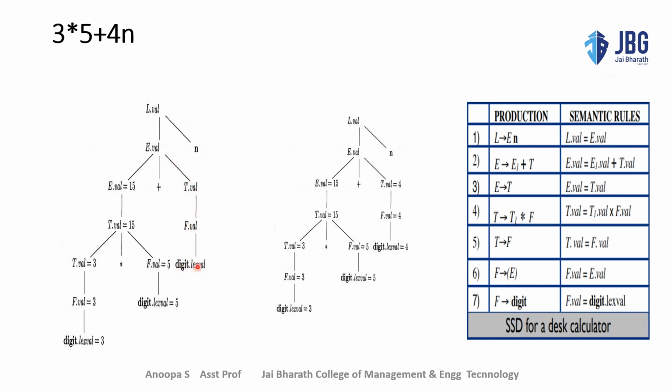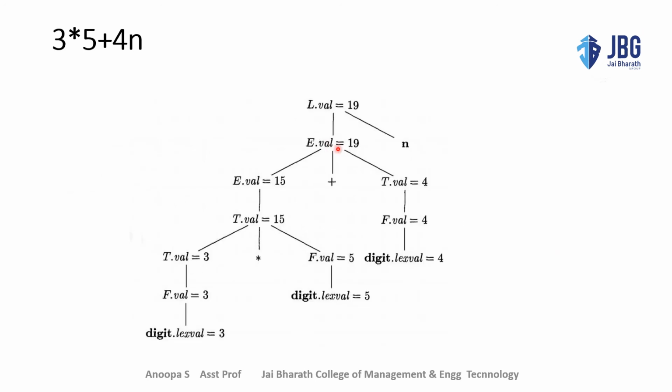So here I have digit dot lex val, that is 4. So I perform the semantic action. Here also semantic action perform. Here also semantic action perform. So this can be reduced. Now this can be reduced to get 15 plus 4, 19. So I got this reduction, again this reduction.